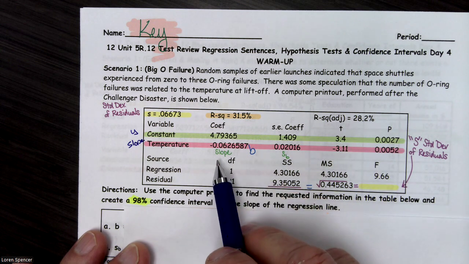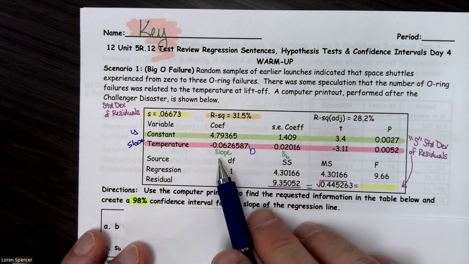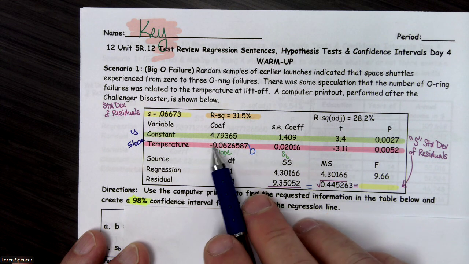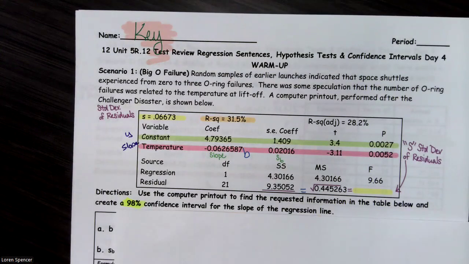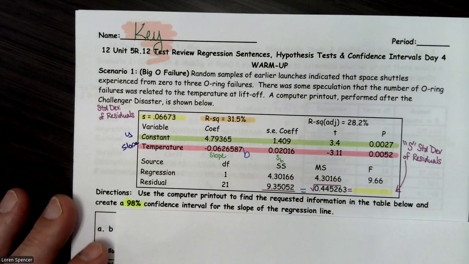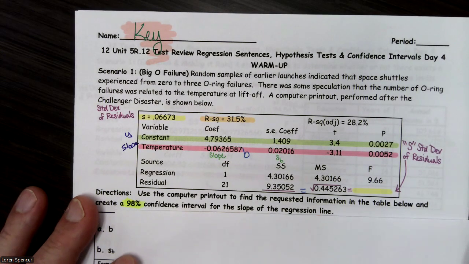And we're supposed to be creating a confidence interval, and we notice we have a negative slope. I'm going to detour for just a moment. Because this is negative, I know my correlation coefficient will also be negative. Not that we're being asked about the correlation coefficient here, but because the slope is negative, the correlation will be negative.